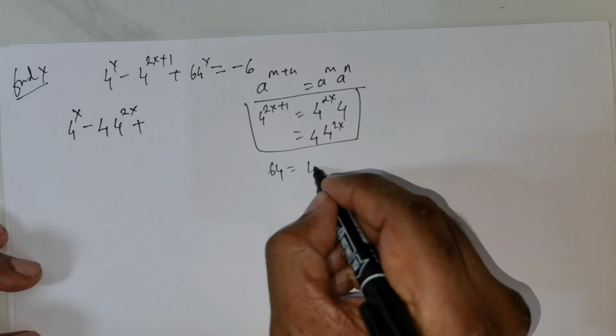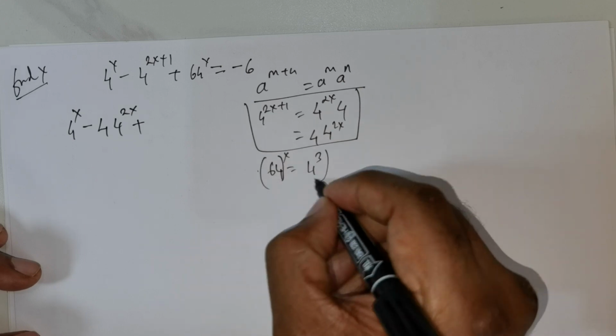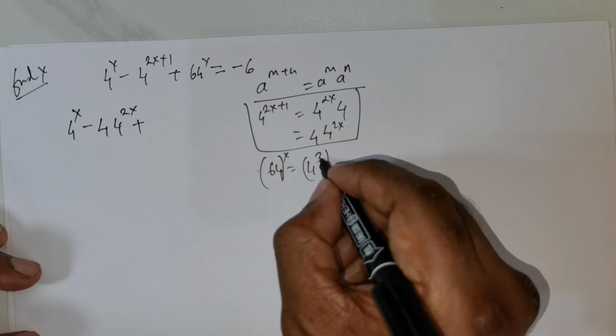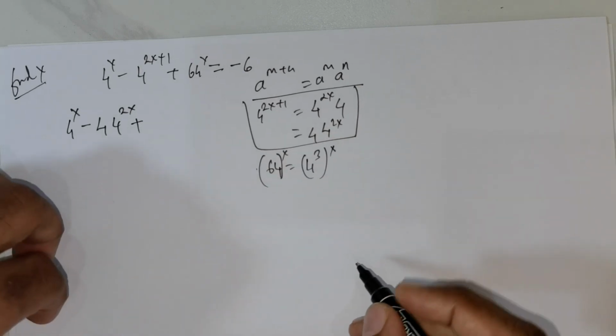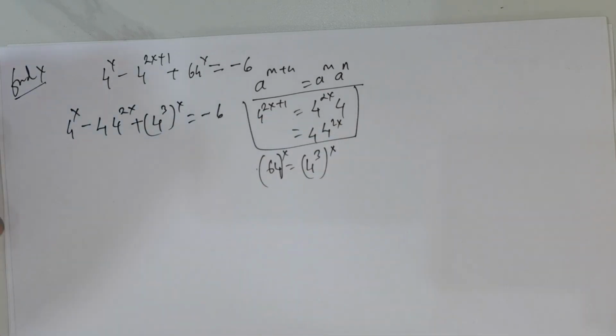Can I write 64 as 4 cubed? Yes. So I got 64 raised to the power of x. So this is going to be 4 cubed raised to the power of x. So let me write that 4 cubed raised to the power of x is equal to negative 6.